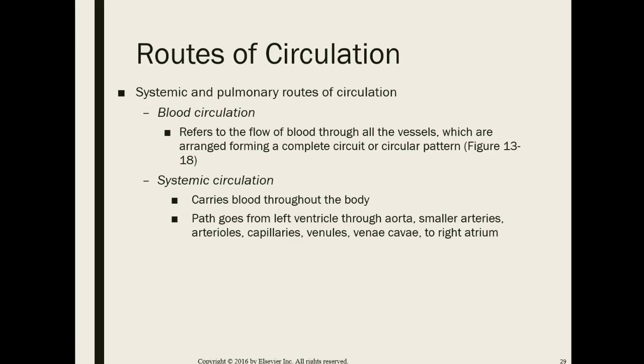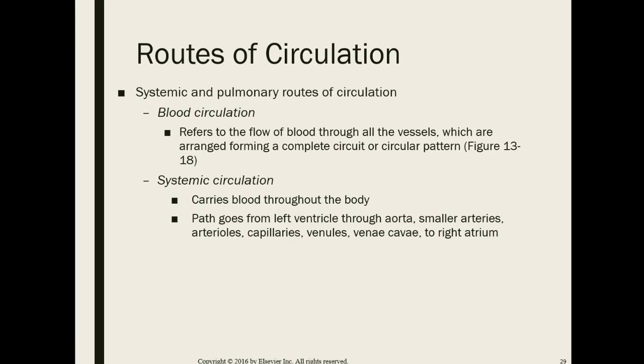So a couple of different routes of circulation. So there's three. Blood circulation is going to refer to the flow of blood through all the vessels. Systemic circulation is going to refer to the blood throughout the body. And then we have pulmonary circulation, which is going to refer to the flow of blood to and from the lungs. So blood circulation is made up of systemic and pulmonary circulation.